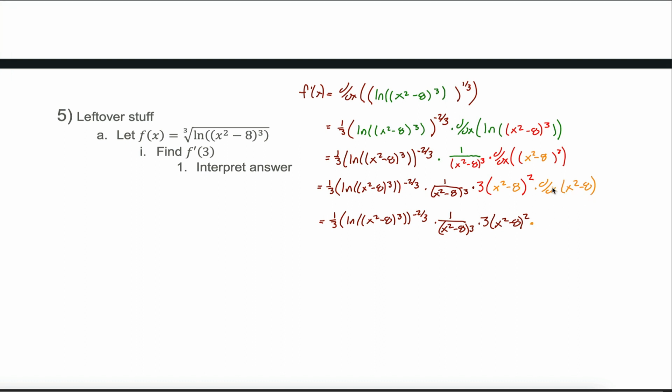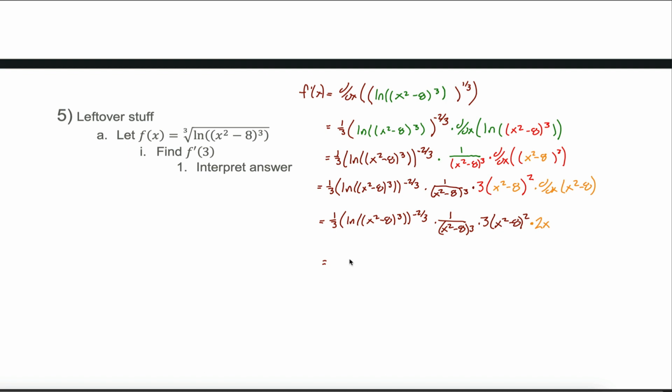The derivative in orange is the derivative of a sum. The sum of x squared and negative 8 in this case. The derivative of x squared is just 2x. The derivative of the negative 8 is a 0, so this derivative is 2x plus 0, in other words, 2x. If you've made it this far, I'd be thrilled. I'd love to see that as your final answer.